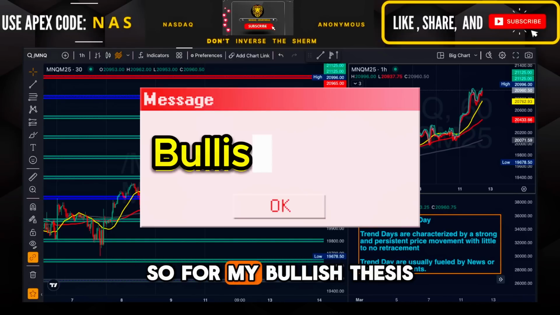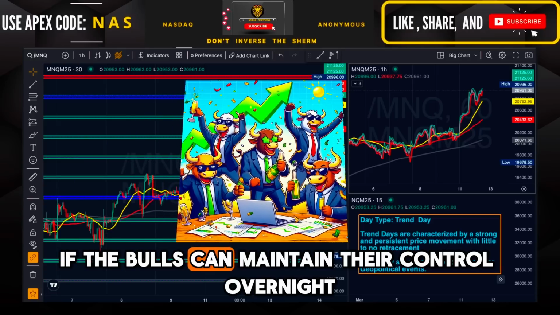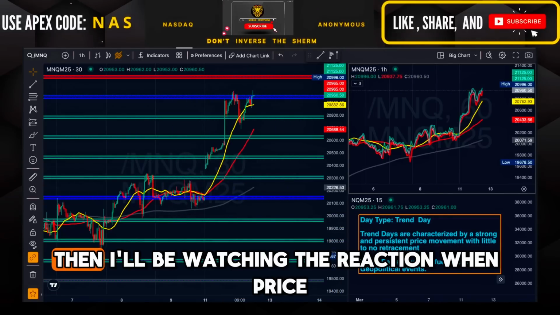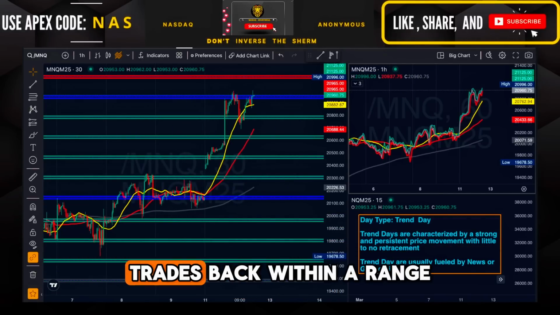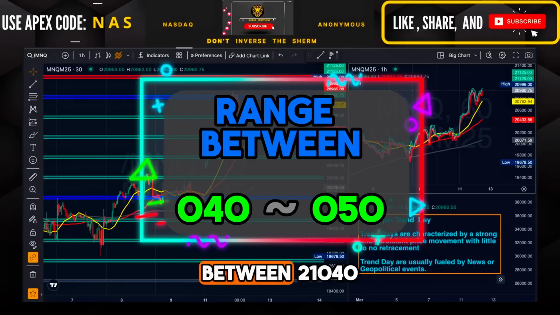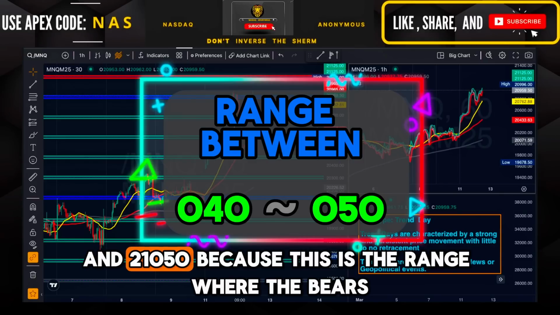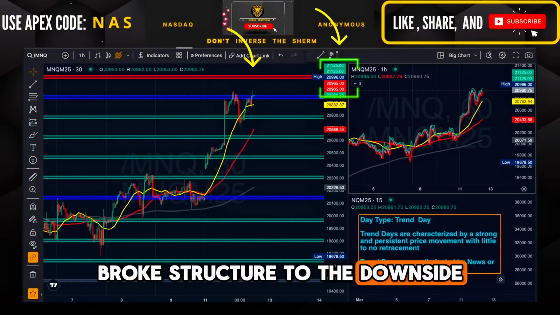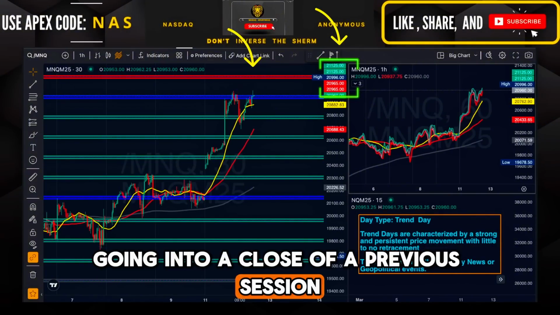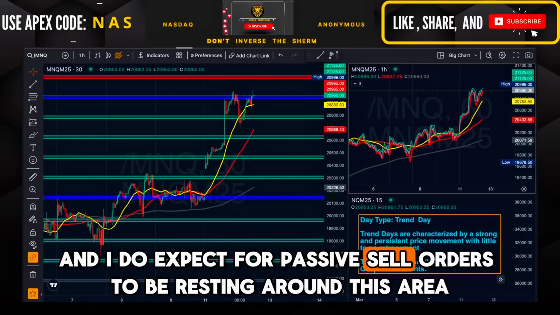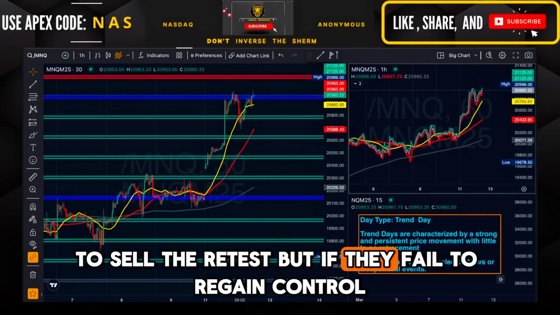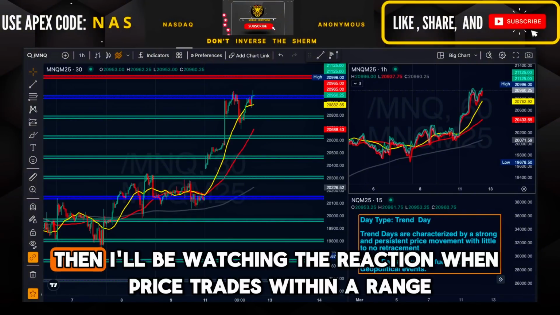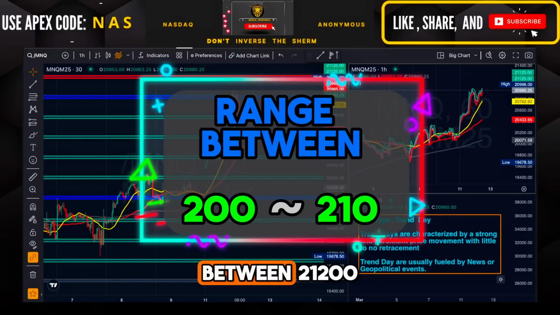So, for my bullish thesis, if the bulls can maintain their control overnight, then I'll be watching the reaction when price trades back within a range between 2140 and 2150. Because this is the range where the bears broke structure to the downside going into the close of a previous session. And I do expect for passive sell orders to be resting around this area to sell the retest.